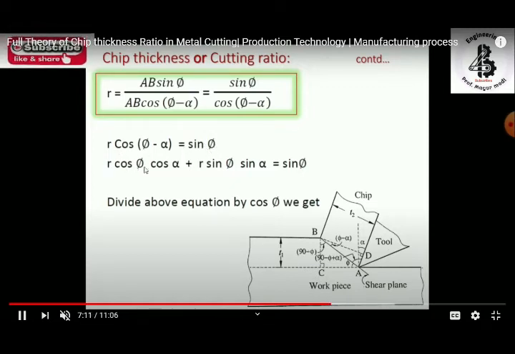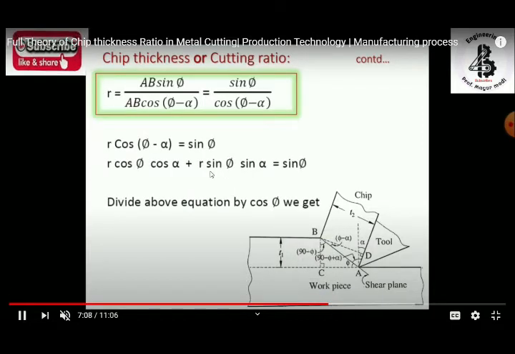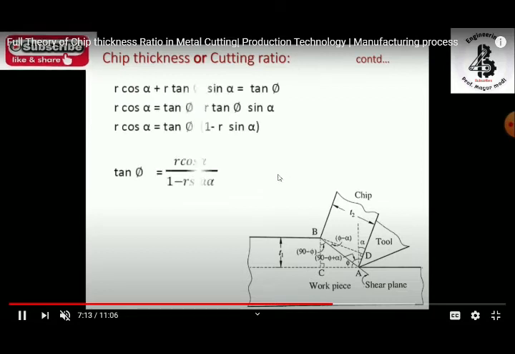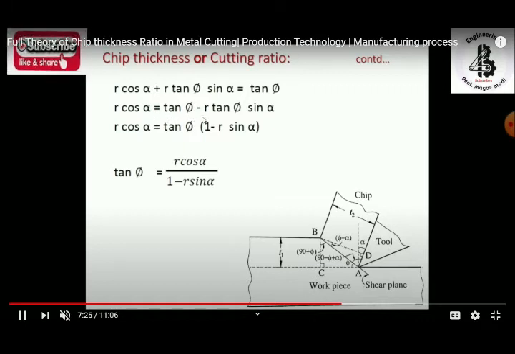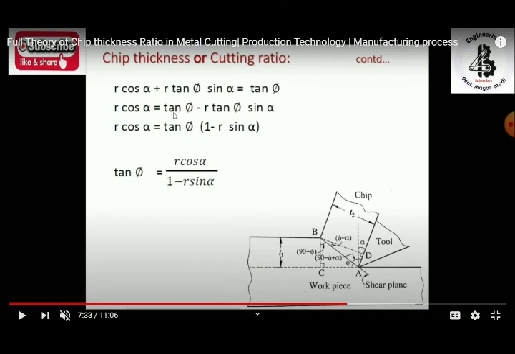Next, r cos phi cos alpha plus r sin phi sin alpha is equal to sin phi. So r cos alpha plus r tan phi sin alpha is equal to tan phi. r cos alpha is equal to tan phi minus r tan phi sin alpha. r cos alpha equals tan phi into (1 minus r sin alpha). Here tan phi is the common factor, since it appears both times, that's why tan phi into (1 minus r sin alpha).